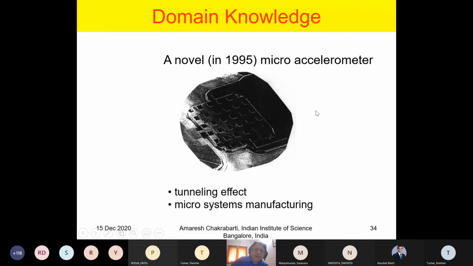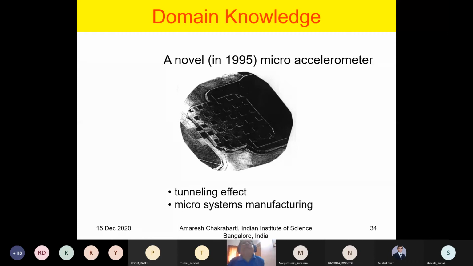So in order to understand this principle, you need to know what is called tunneling. Okay, and also these are very small objects, about 1 millimeter by 1 millimeter. So you need to have the means of manufacturing them at that kind of size, which is called microsystems manufacturing. So these are examples of domain knowledge, right? If you don't know tunneling, if you don't know microsystems manufacturing, you are never going to be able to design a micro accelerometer using these principles.